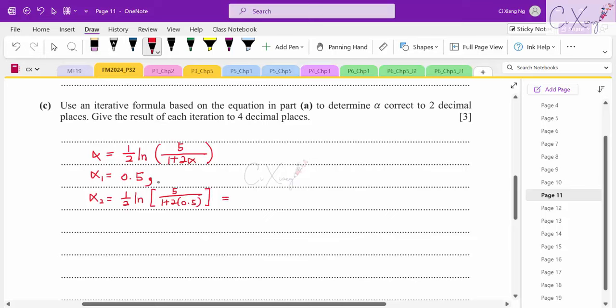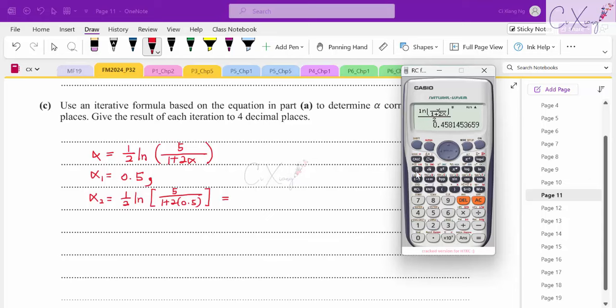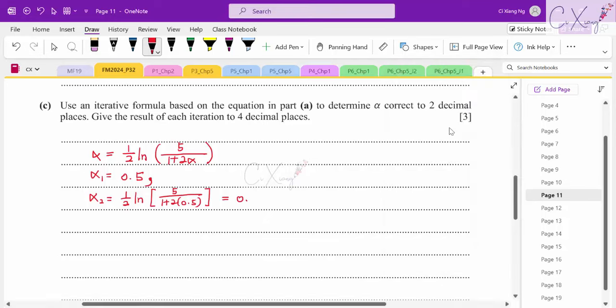Okay, and now I want to put in my answer here. My iteration here should be given to 4 decimal places. So you have a look here. The answer for this one, 4 decimal places, will be 0.4581, right? So I'll put it as 0.4581.